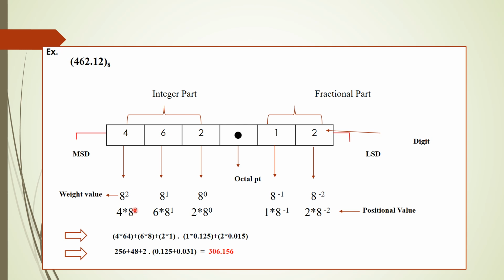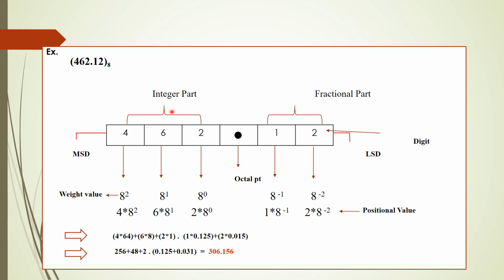Let's see one example. 462.12. The base is 8, that's why it is an octal number. 462 is the integer part of the number and 0.12 is the fractional part of the number. The 4 is the MSD and this 2 is the LSD. These are the individual digits in our number.